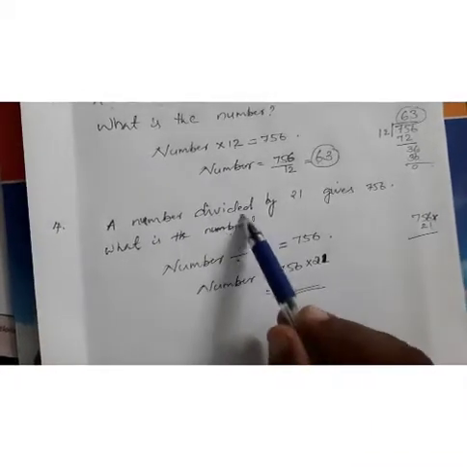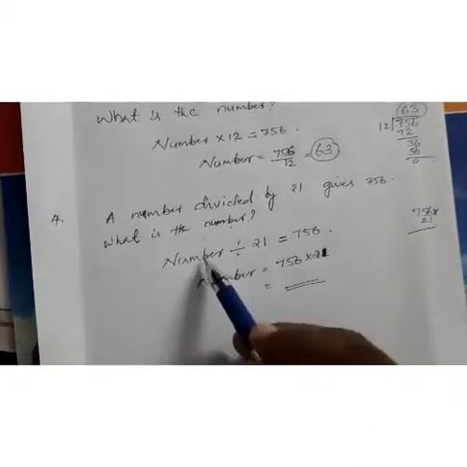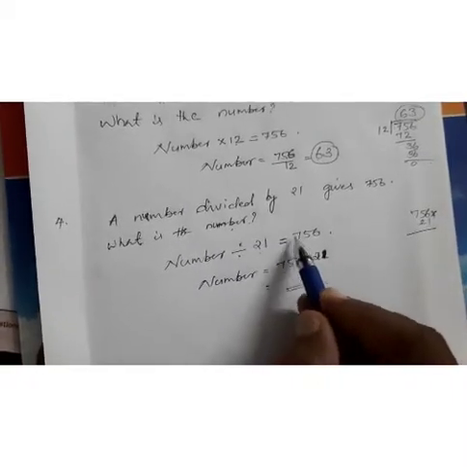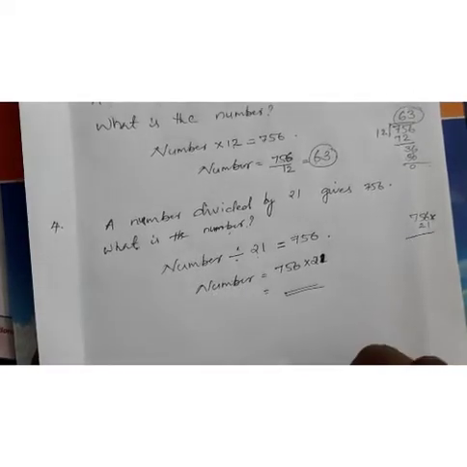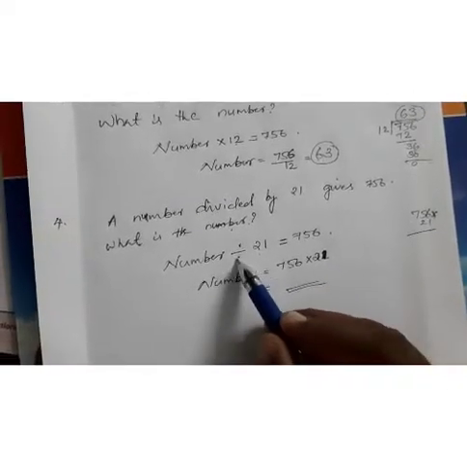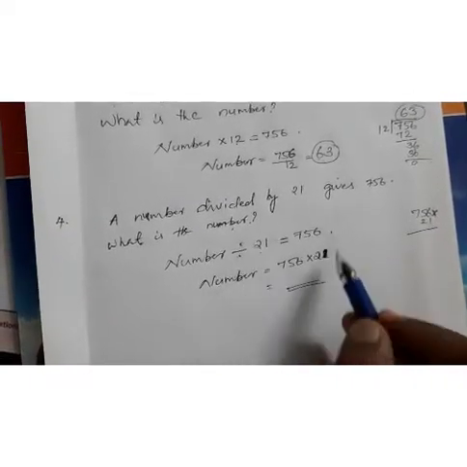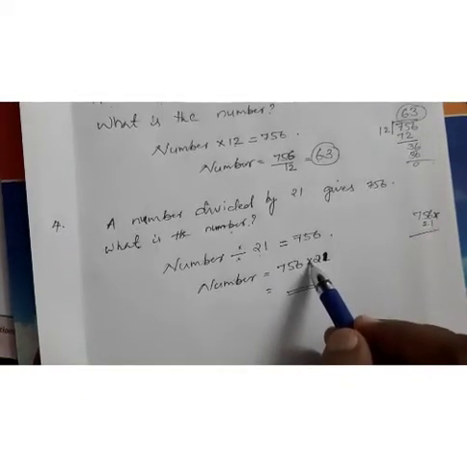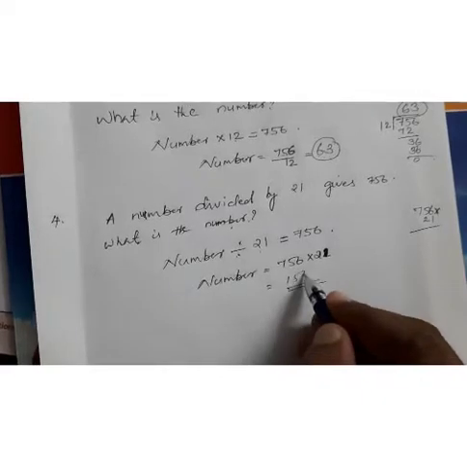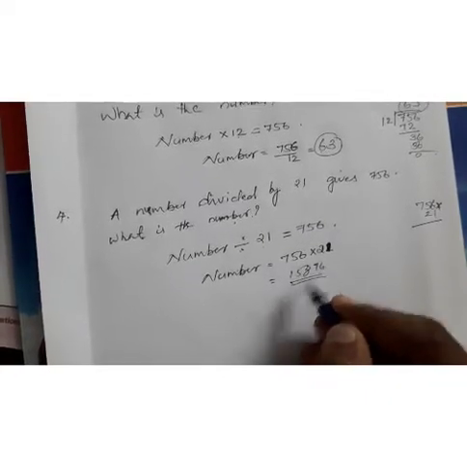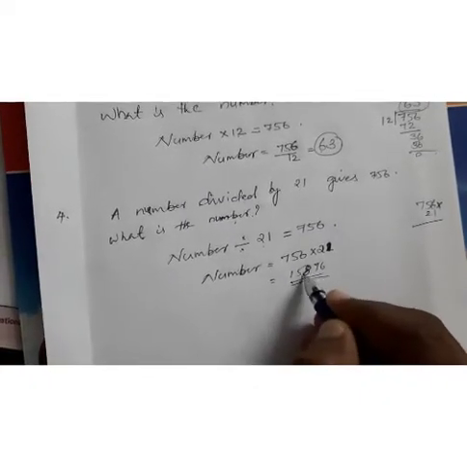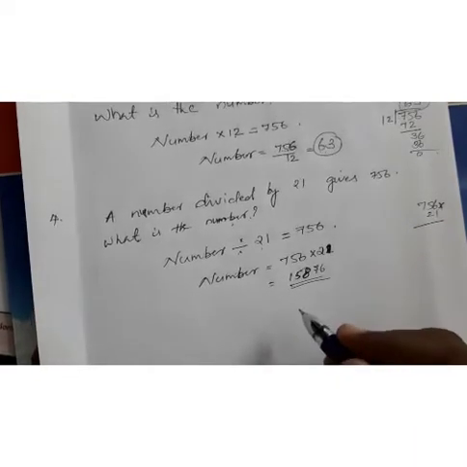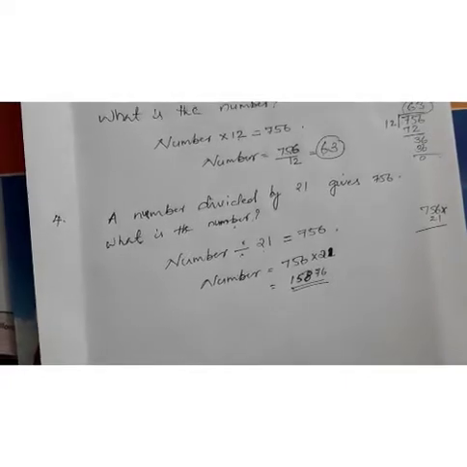So the number divided by 21 gives 756. A particular number, if you divide by 21, you will get 756. The number you have to find out. So division becomes multiplication: 756 into 21. The answer will be 15,876. You can do it in another way also.